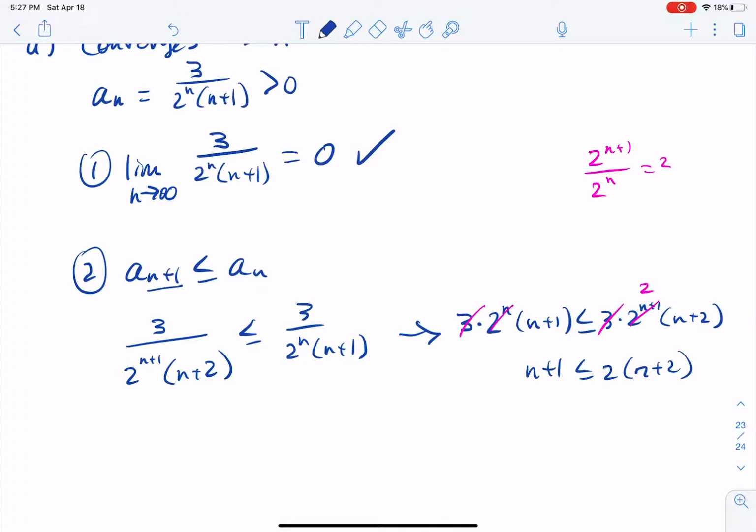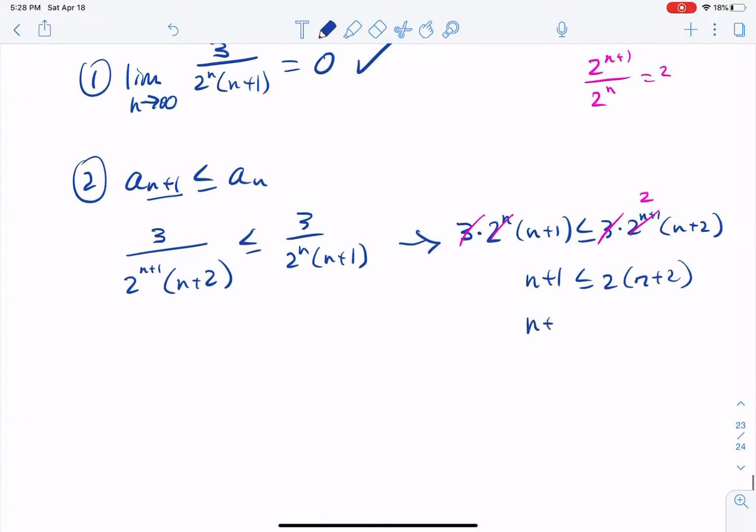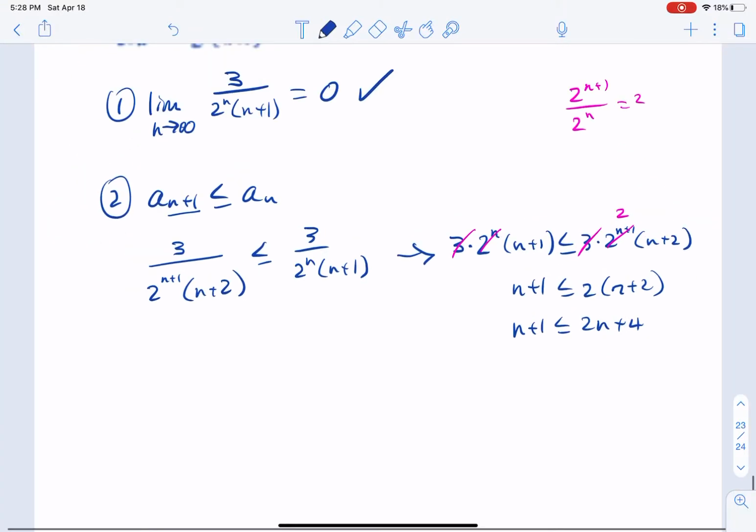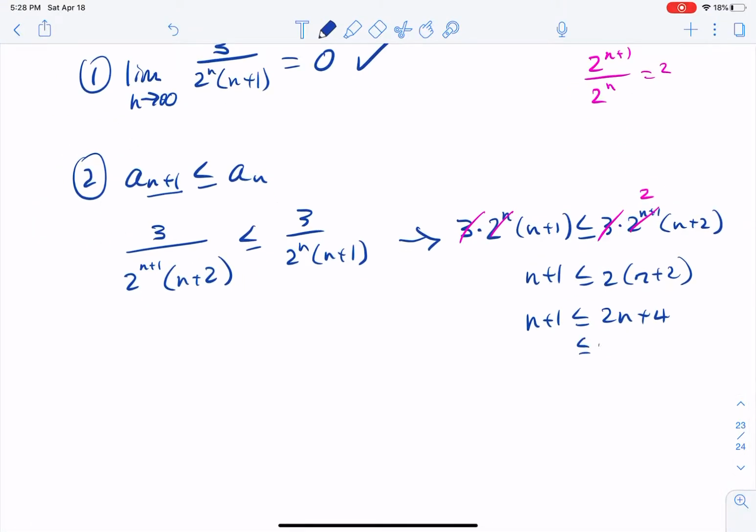Maybe it's still not obvious to you. All right, so I'll distribute. N plus 1 is less than or equal to 2n plus 4? Still, maybe it's not obvious. So let's see. I am going to subtract over the n, and subtract over the 4 is less than 3. Yeah, okay, so that's definitely true. N is definitely greater than or equal to negative 3 because it's starting at 1. So this is true for n is greater than or equal to 1. That's all we really care about because it's starting at 1.